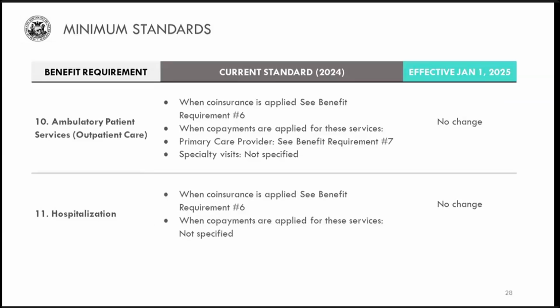Plans must cover ambulatory patient services, and the coinsurance requirement I just mentioned applies. And if there are co-payment services, they must not exceed limits related to primary care provider visit requirements. Hospitalization must be covered, and if coinsurance is applied, they must follow the coinsurance breakdowns I've described. Next slide, please.